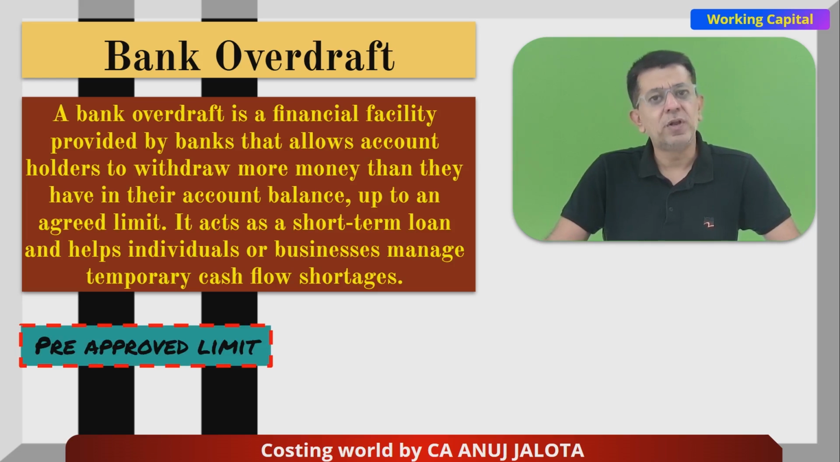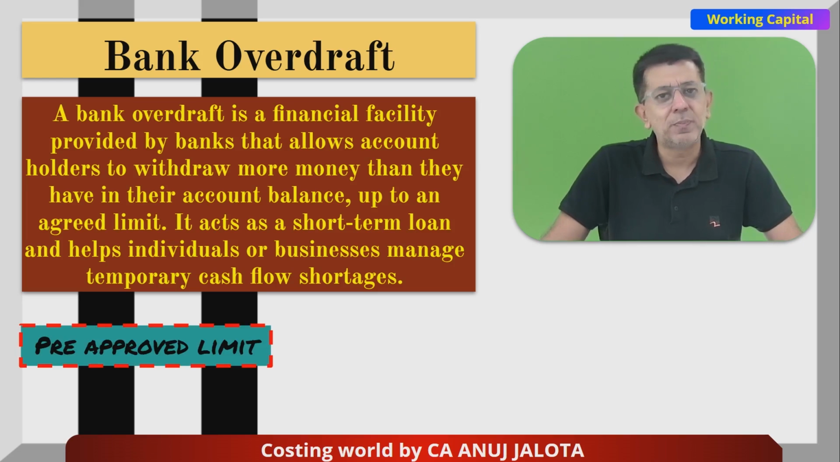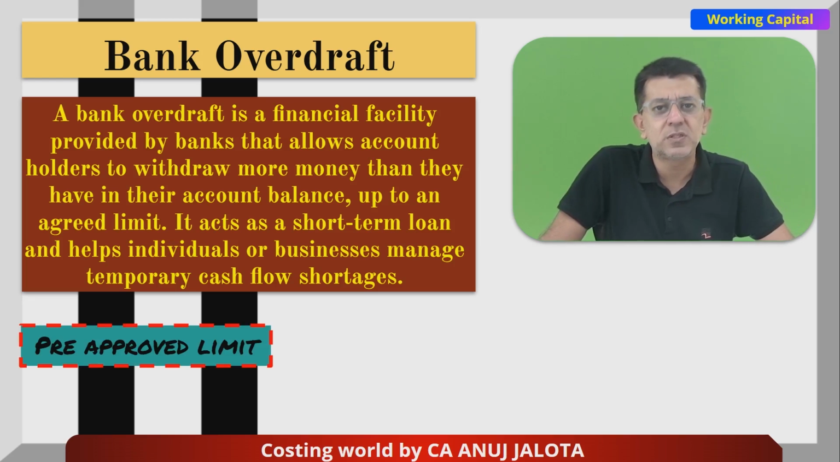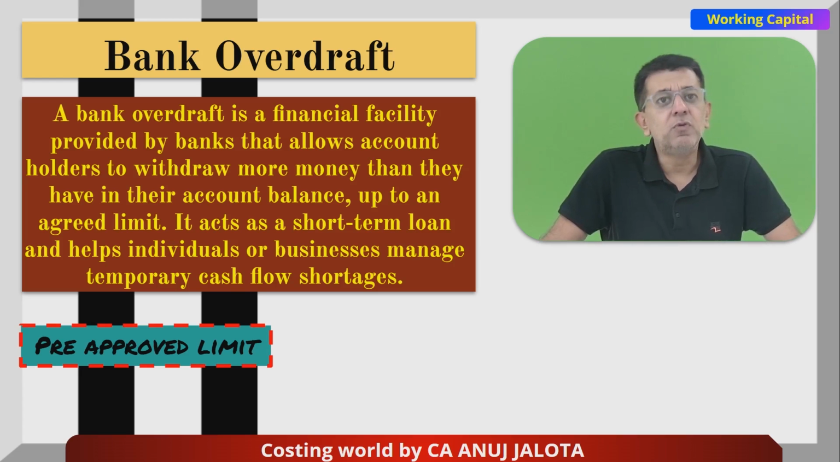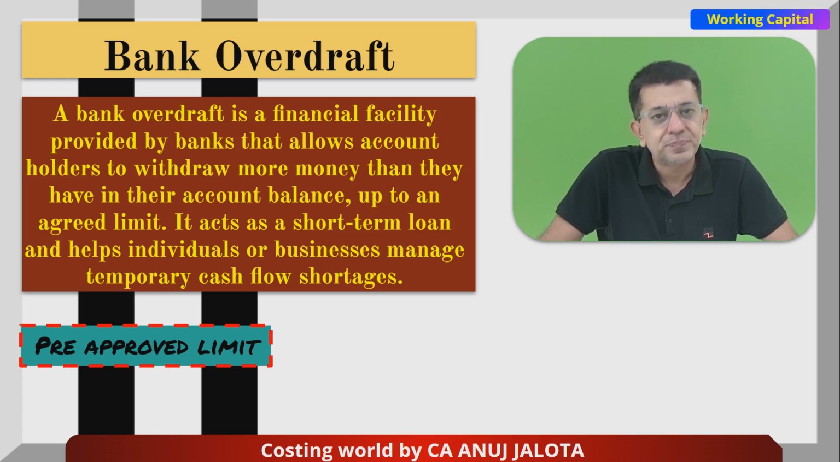Usually bank overdrafts have a pre-approved limit, say of rupees 2 lakhs. So you can withdraw. Suppose you have a positive bank balance of 50,000 and your bank OD limit is 2 lakh rupees. Then you will be able to give a cheque to somebody of 2.5 lakh rupees.